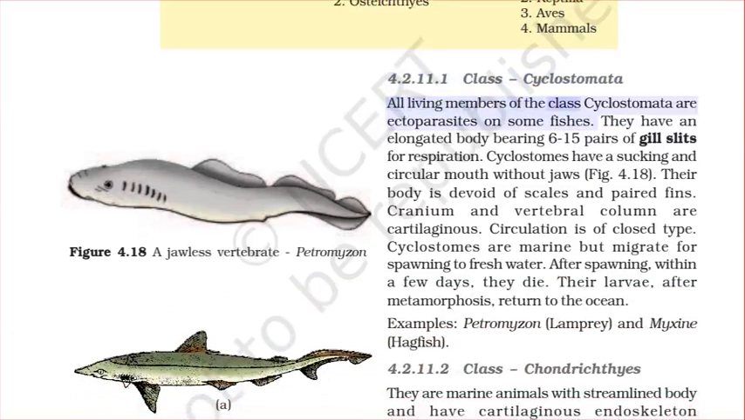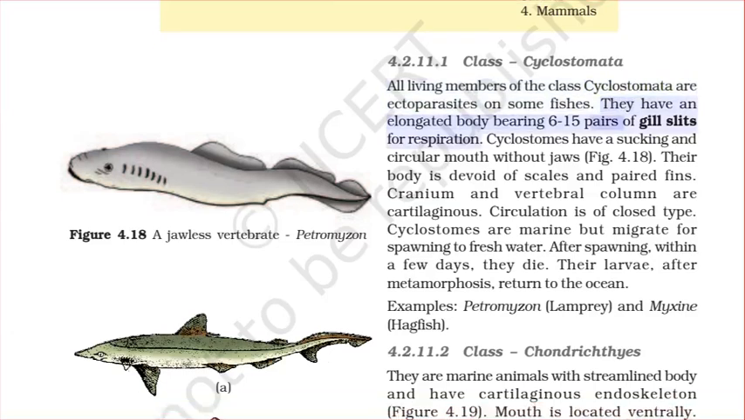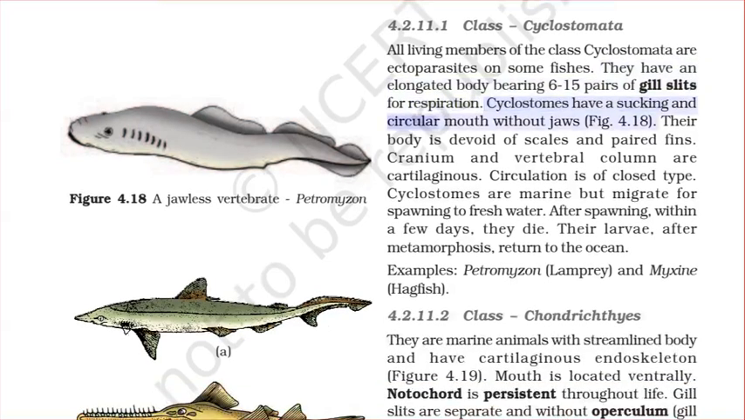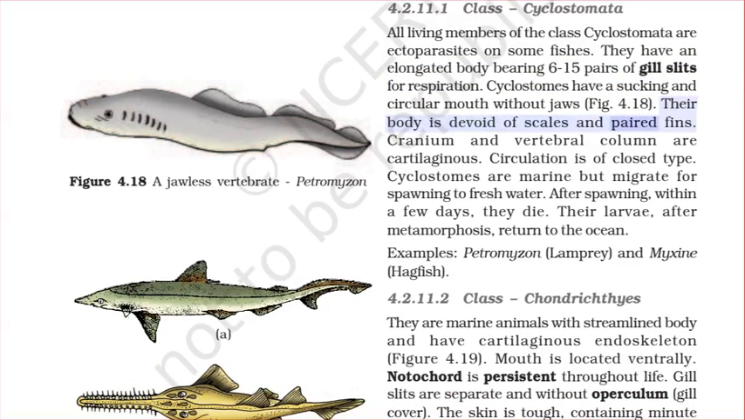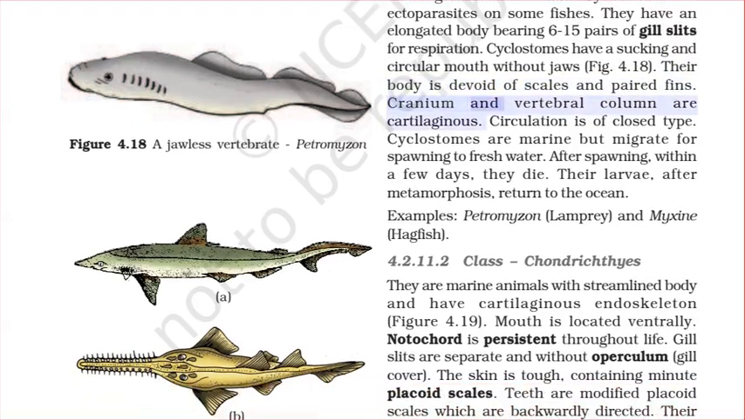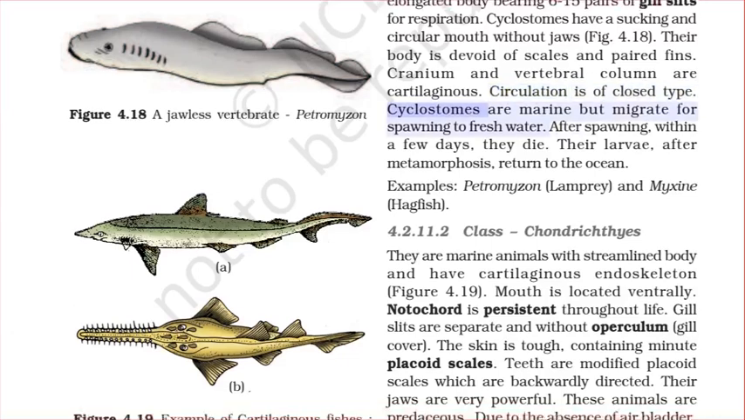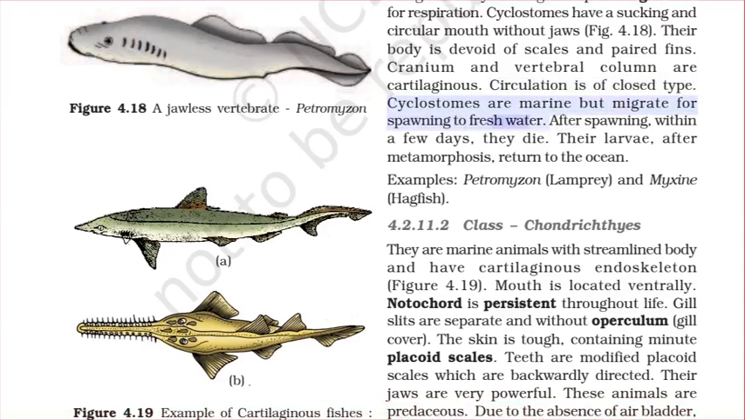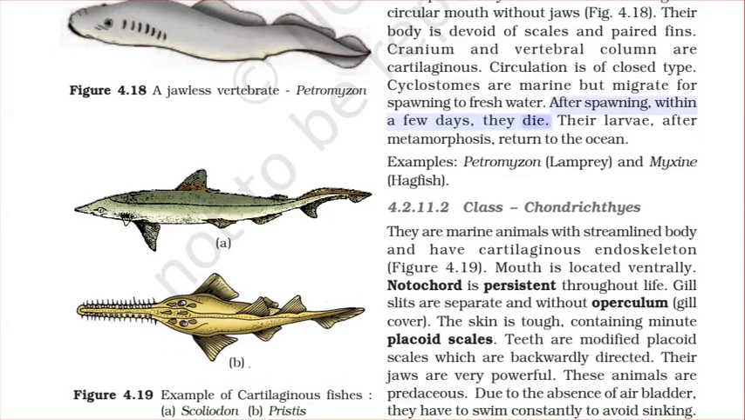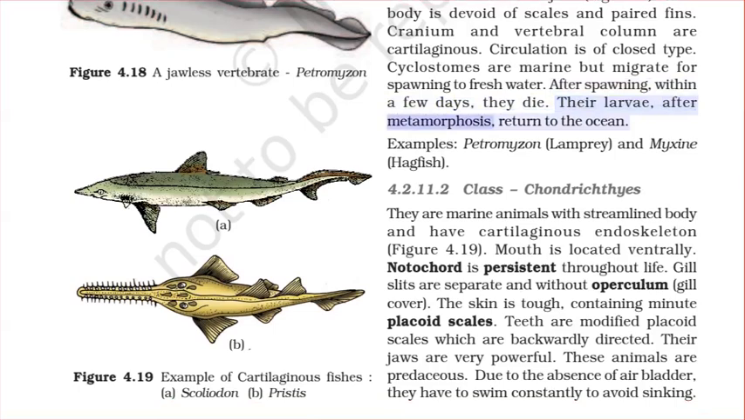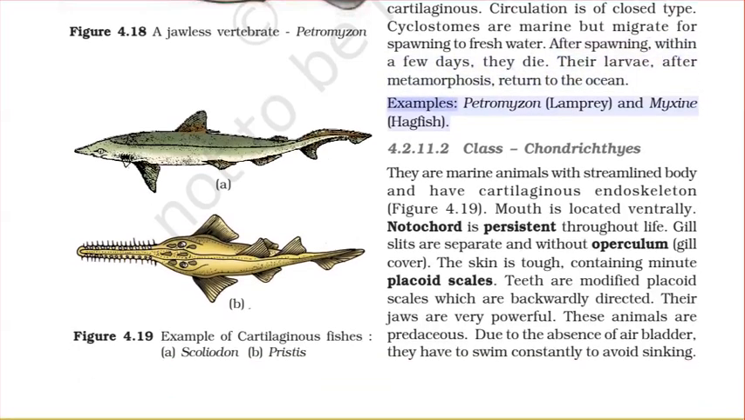All living members of the class Cyclostomata are ectoparasites on some fishes. They have an elongated body bearing 6 to 15 pairs of gill slits for respiration. Cyclostomes have a sucking and circular mouth without jaws, figure 4.18. Their body is devoid of scales and paired fins. Cranium and vertebral column are cartilaginous. Circulation is of closed type. Cyclostomes are marine but migrate for spawning to fresh water. After spawning, within a few days, they die. Their larvae, after metamorphosis, return to the ocean. Examples: Petromyzon, lamprey, and Myxine, hagfish.